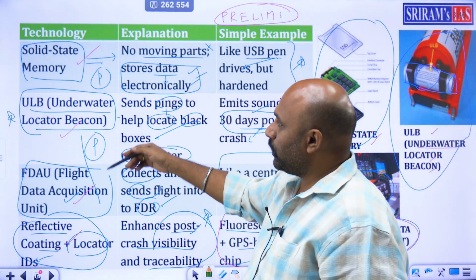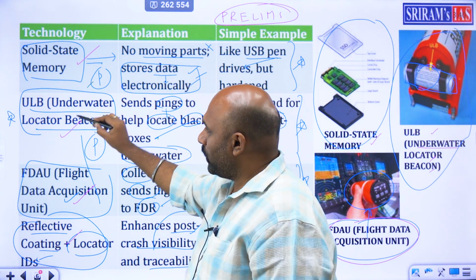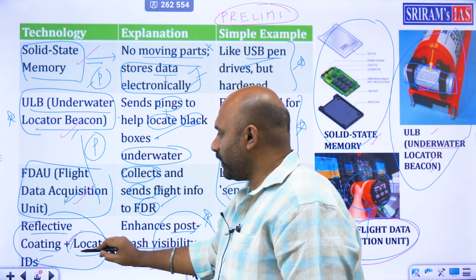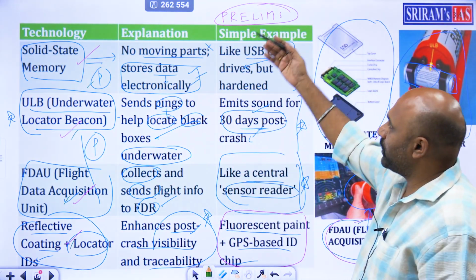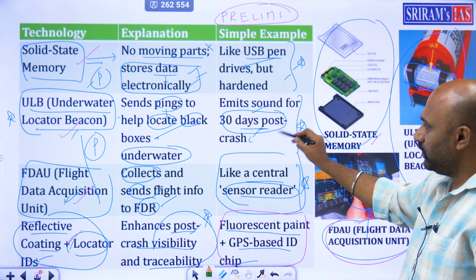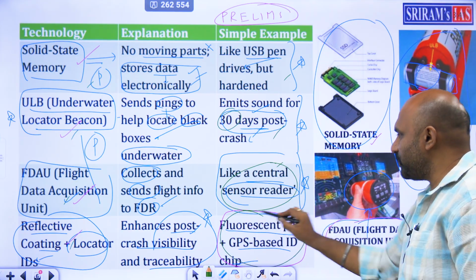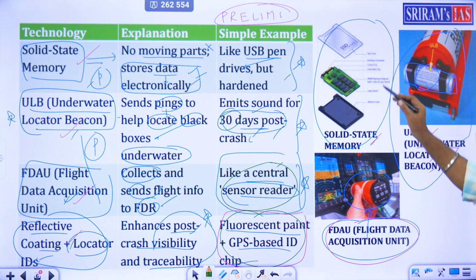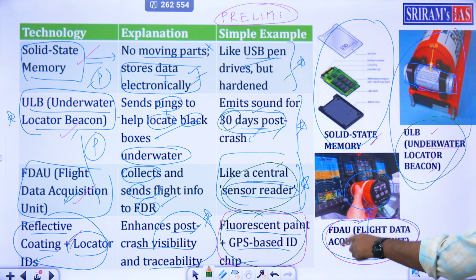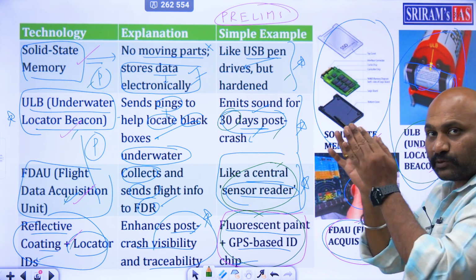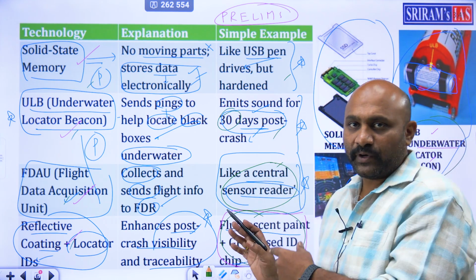And these are all the technologies: solid state memory, ULB underwater beacon, FDIU, reflective coating plus locator. Explanations are given, simple examples like USB, 30 days, very important, central sensor reader, and fluorescent and GPS paint, and these are all solid state memory chips. ULB underwater locator beacon looks like this, the white thing, and FDIU flight data acquisition units look like a small bell type of thing, which is very important.